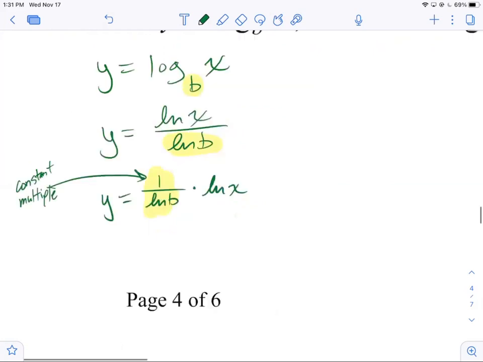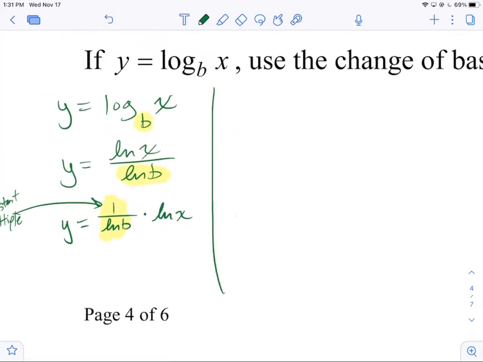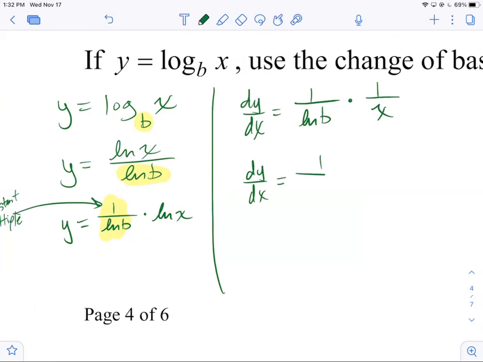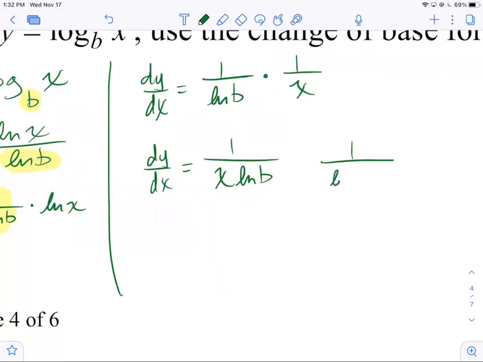Okay, so let's go to a new column. Let's take the derivative of both sides. The derivative of the left side is dy/dx. The derivative of the right side is, well, constant multiples go along for the ride, so that's 1 over the natural log of b times the derivative of the natural log of x, which is 1 over x. And we're done. Wow. So if I write that all together, that's 1 over x times the natural log of b. Remember, we usually write our coefficients in front, but I don't want to write it as 1 over the natural log of b times x, because that looks like the natural log of bx, and I would have to put one of them in parentheses. So this is the better version.